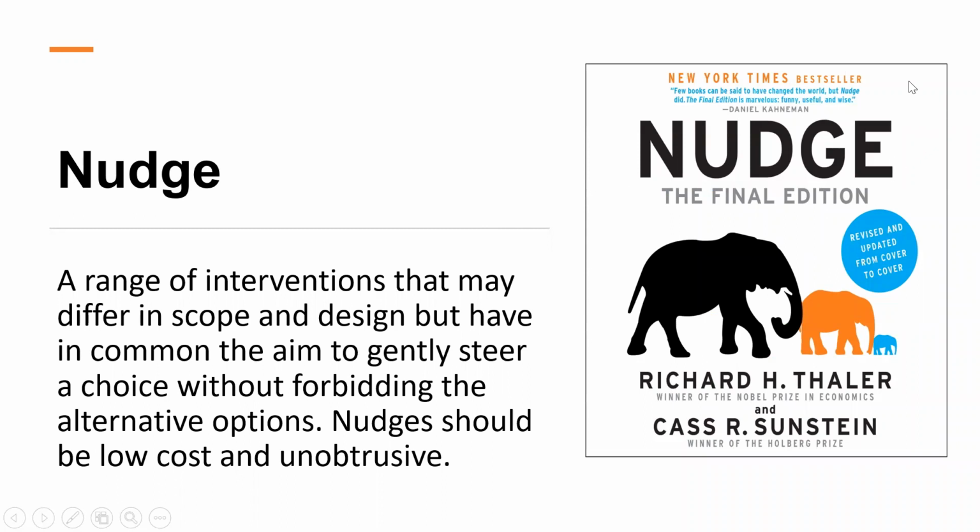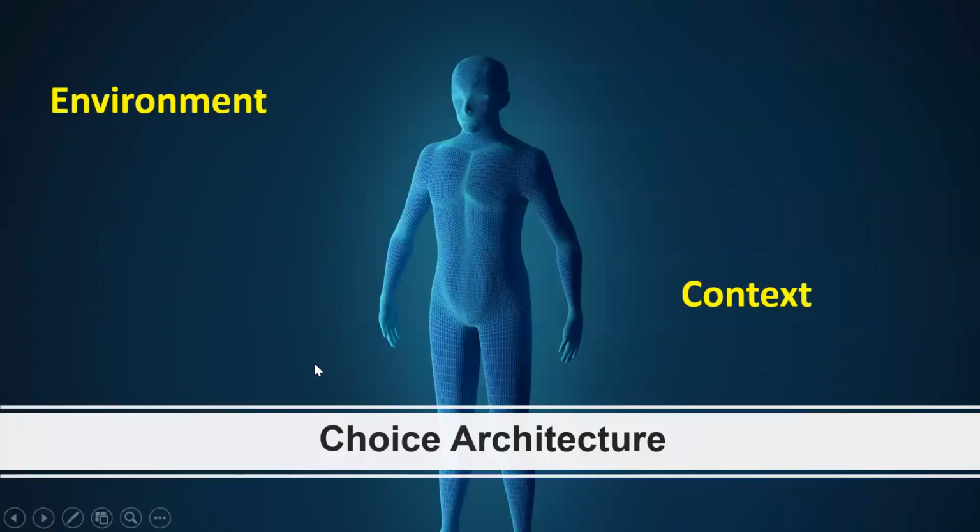Nudge comes from the concept described in this book by Thaler and Sunstein, also called Nudge. It is defined as a range of interventions that although may differ in scope and design, have in common the aim to gently steer a choice, so the keyword here is to gently steer a choice without forbidding the alternative options. Nudge should be low cost, and importantly, it should be unobtrusive. It shouldn't be too intrusive, too obtrusive to be implemented.